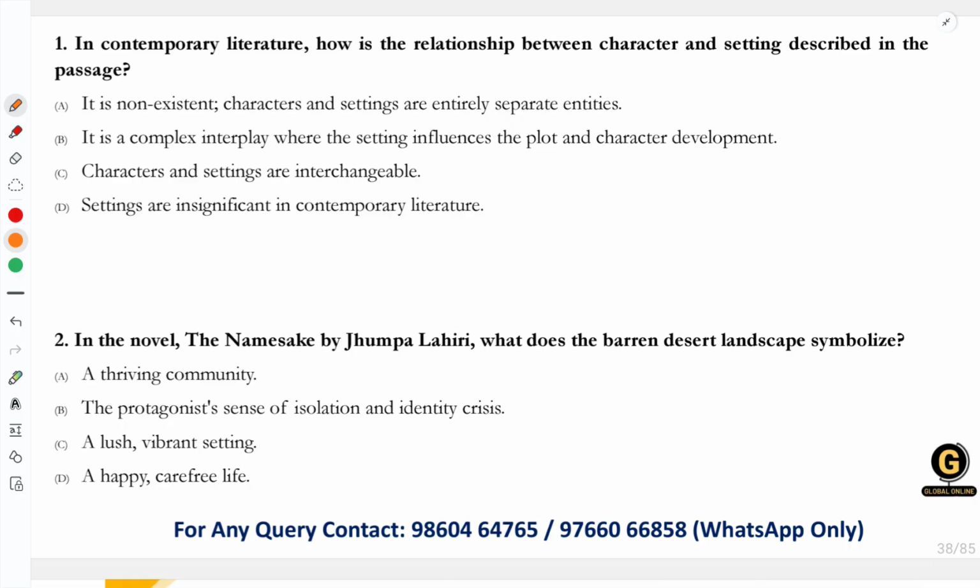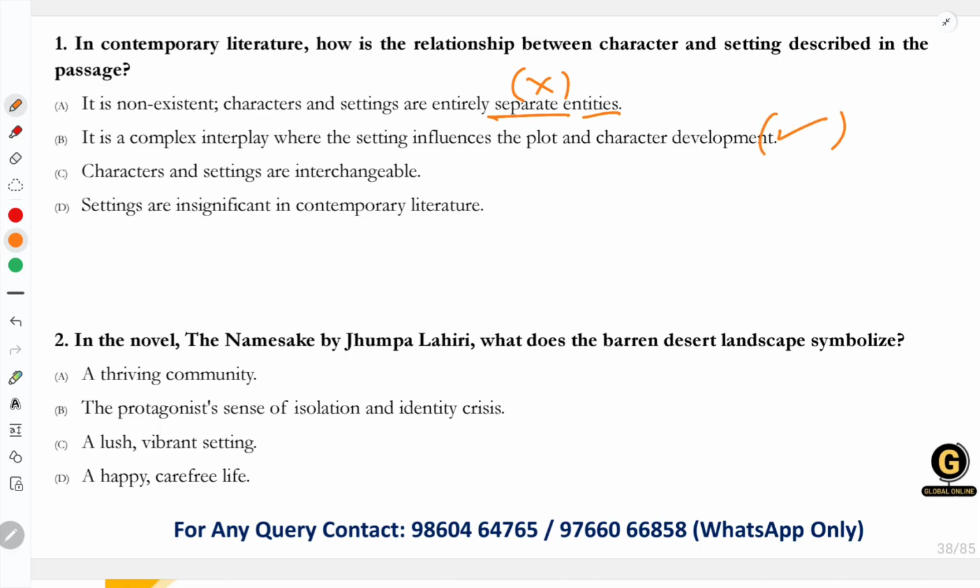In contemporary literature, how is the relationship between character and setting described in the passage? It is non-existent; characters and settings are entirely separate entities. Are they separate entities? No, they are correlated with each other. That is what we are trying to understand from the starting point. It is a complex interplay where the setting influences the plot and character development. This is the correct answer.